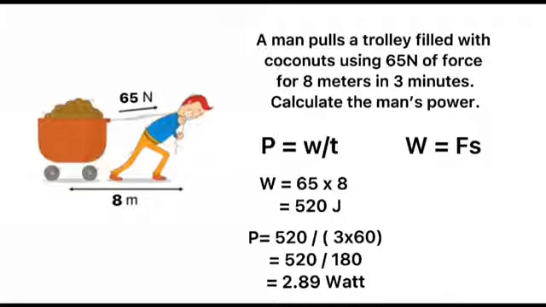Next, we replace the value of work into the P equal to W over T formula to find the value of power. Remember that time must be in seconds. So, 3 minutes is converted to 180 seconds. So, P equal to 520 over 180. Finally, the value of power is 2.89 watt.